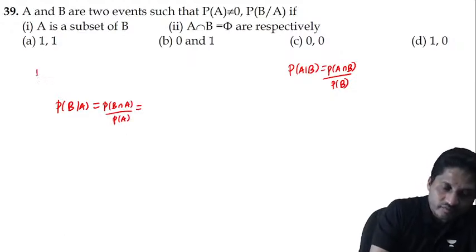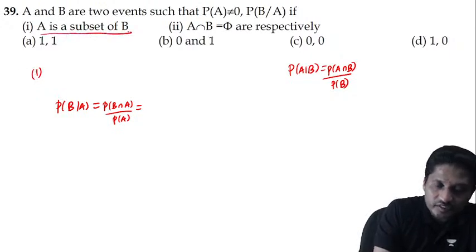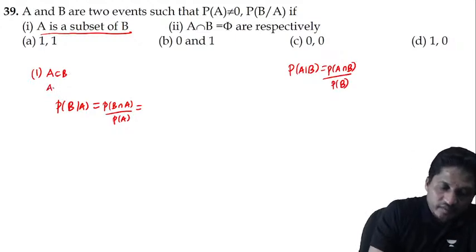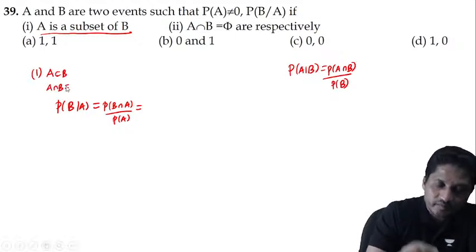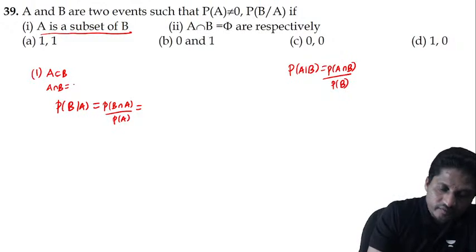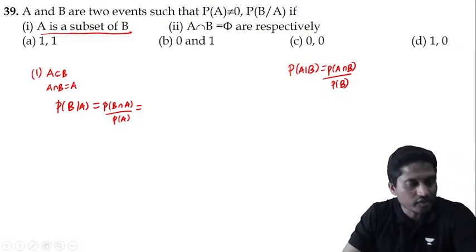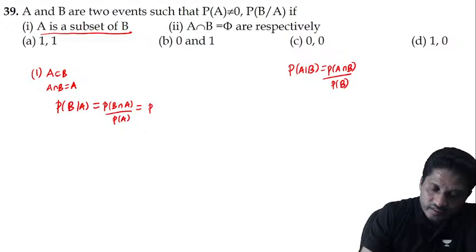Okay, if I use subdivision 1, it's given in the question that A is a subset of B. A is a subset of B means A is present in B. Therefore, A intersection B should be equal to A only, if A is a subset of B. Now, if I substitute here, this is P of A upon P of A, which will be equal to 1.